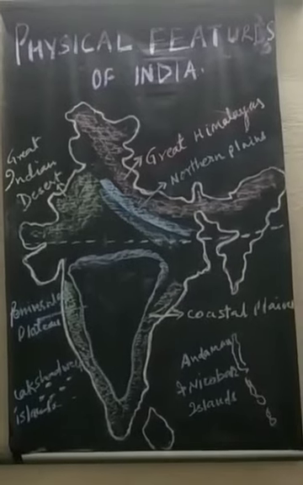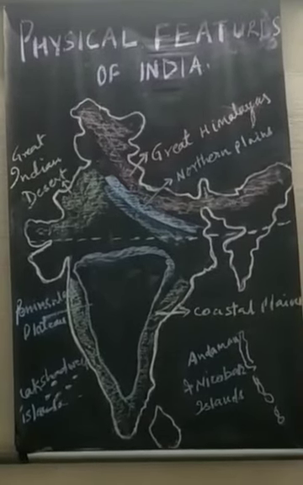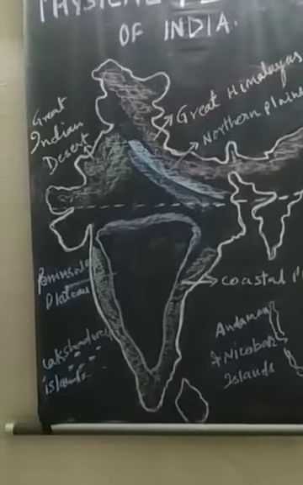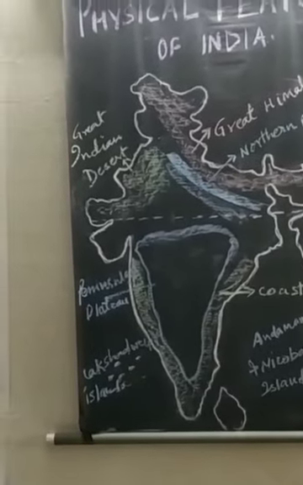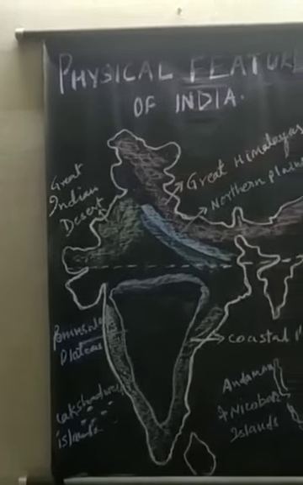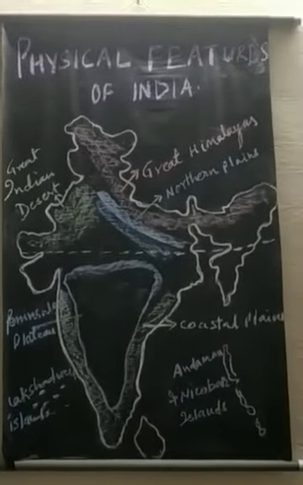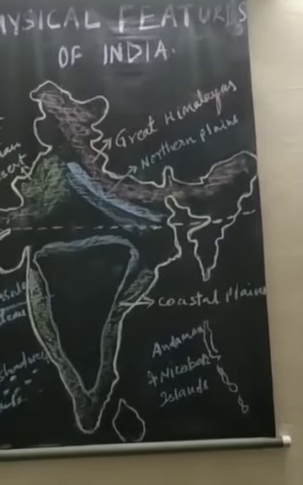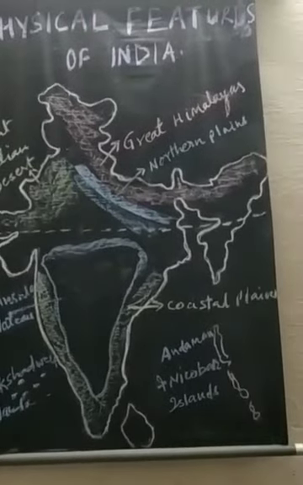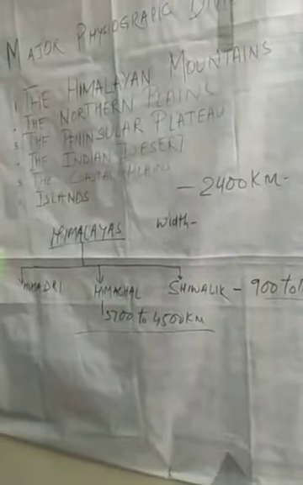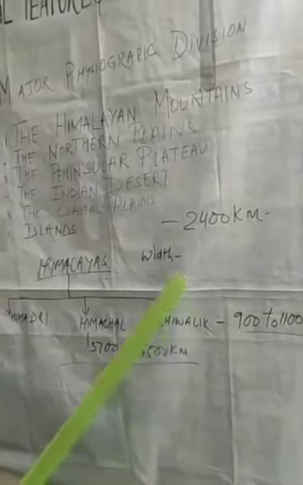Once again, I would like to tell you the important features of the Himalayas. Himalayas are geologically young and fold mountains. Their length is 2400 km. Their width varies from 400 km in Kashmir to 150 km in Arunachal Pradesh. There are three parallel ranges of the Himalayas: Himadri, Himachal, Shivaliks. They are known by different names in different regions.